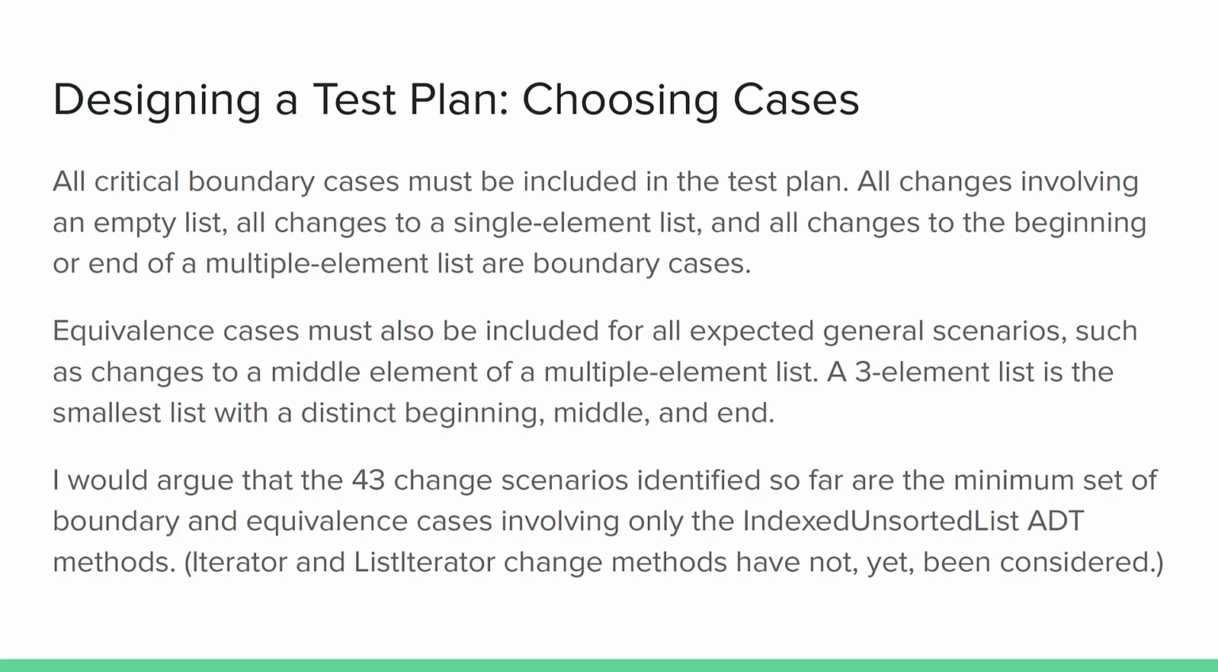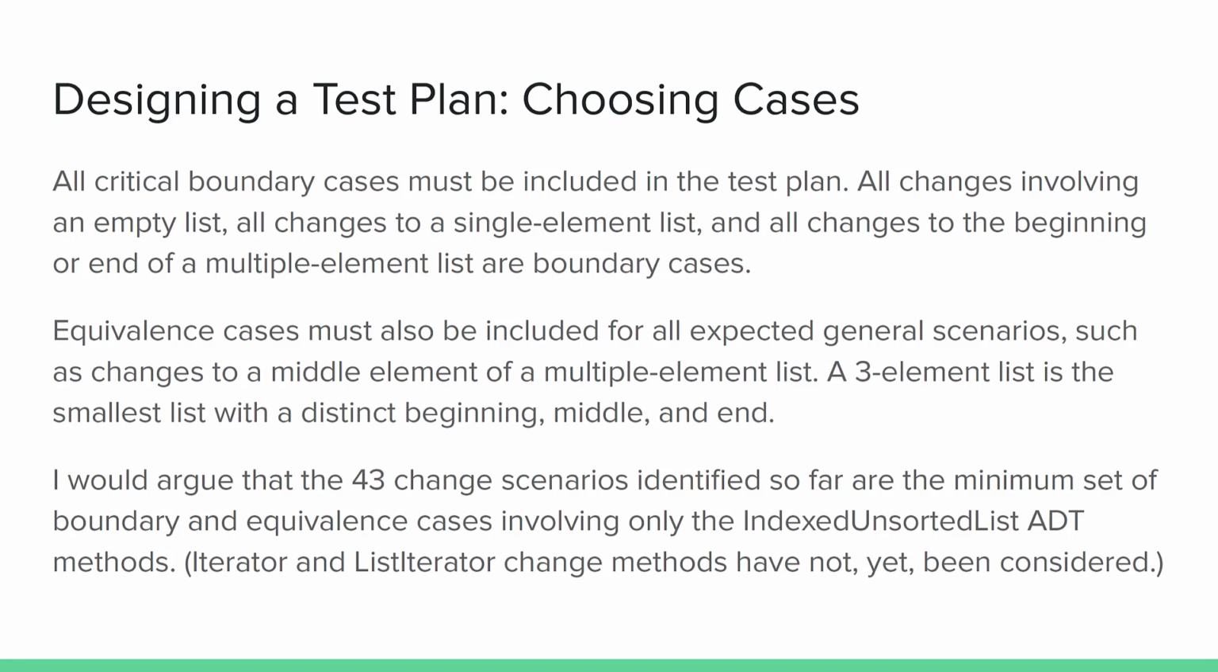So that means that I would argue that all 43 of those change scenarios that I identified on the previous slide make up the minimum set of boundary and equivalence cases that I would want in a test suite if I were going to put my implementation into a production environment.